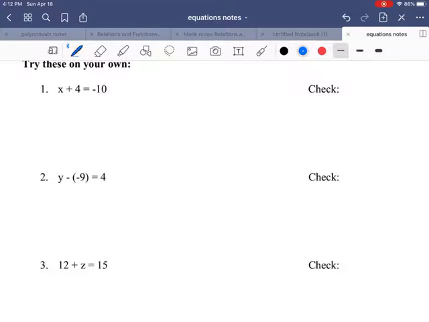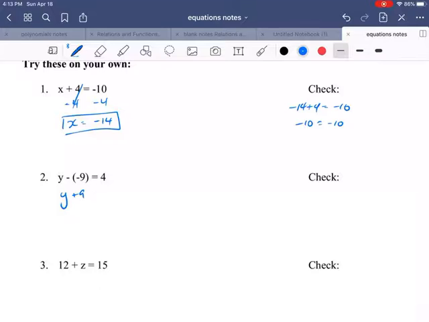So if you try these, pause the video, and then come back and see if you've done them correctly. Make sure you do your check and see how you do. Okay, so if we subtract 4 here, we're going to get x equals negative 14. And to do your check, negative 14 plus 4 equals negative 10. Negative 10 does equal negative 10.